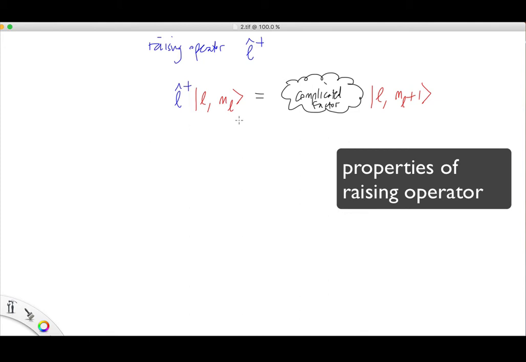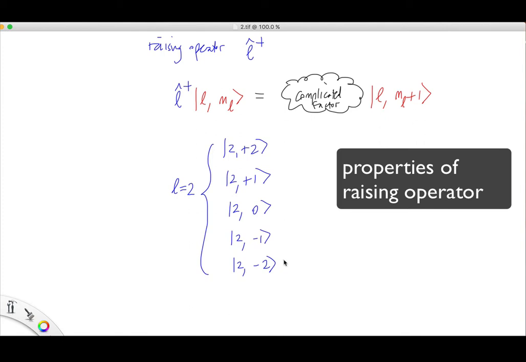But the main point to concentrate on right now is that when L+, the raising operator, is applied to the state |l, ml>, we get the state |l, ml + 1>. So the angular momentum quantum number ml has been raised by 1 unit. So for example, if we have the set of states with l equals 2, so we would have 5 states denoted |2, +2>, |2, +1>, |2, 0>, |2, -1> and |2, -2>, then the L+ operator, if applied to the state |2, -2>, generates the state |2, -1>.